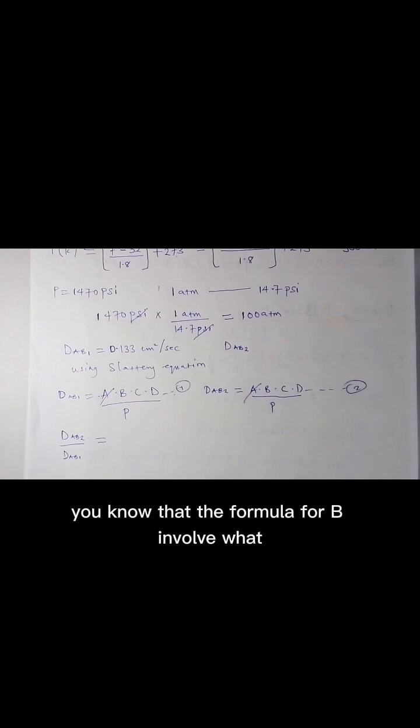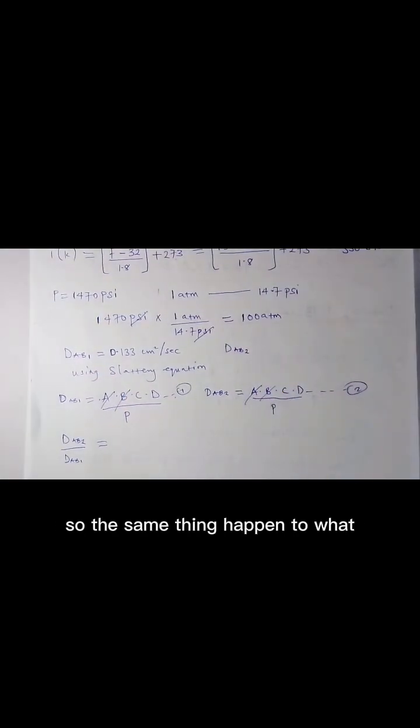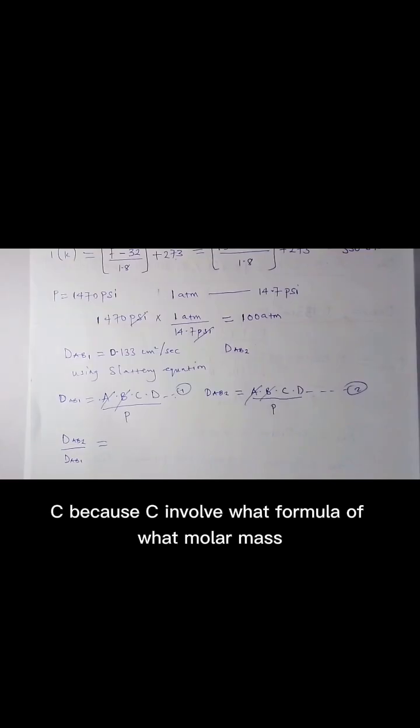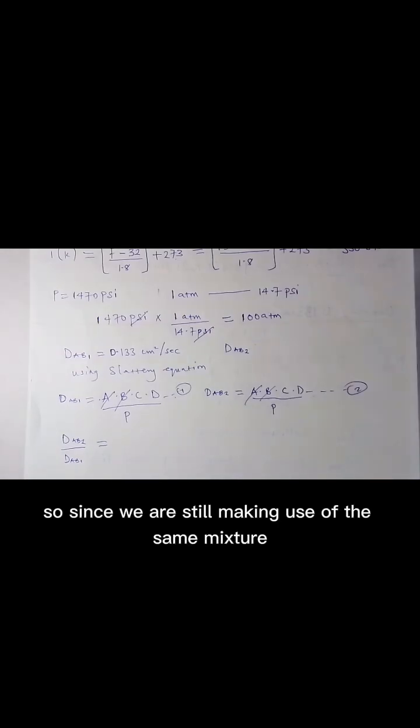The same thing happens to B. You know that the formula for B involves critical temperature. Since we are still making use of the same mixture, their critical temperature will be the same. So that means B will also cancel out. The same thing happens to C, because C involves molar mass in the formula. Since we are still making use of the same mixture, they are the same and will cancel out.